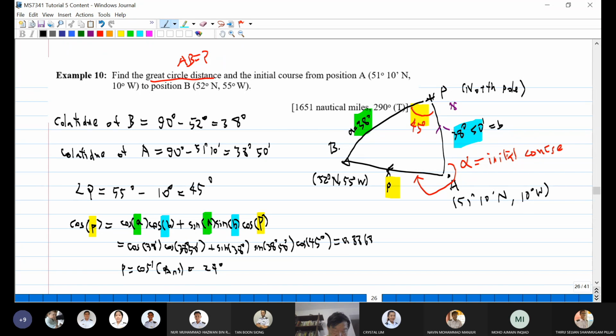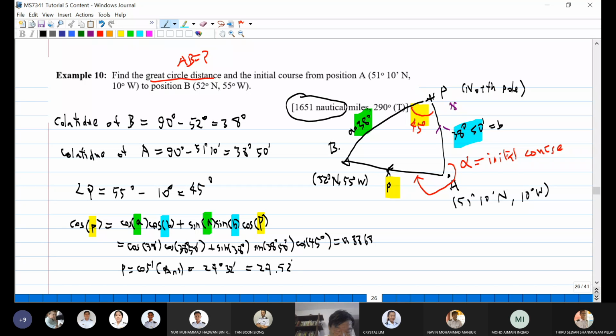Okay, so it's 27 degrees 31 minutes, 32 minutes here. Which is okay, but if you look at the answer, it is in nautical miles. So for nautical miles, you have to do something to convert this.